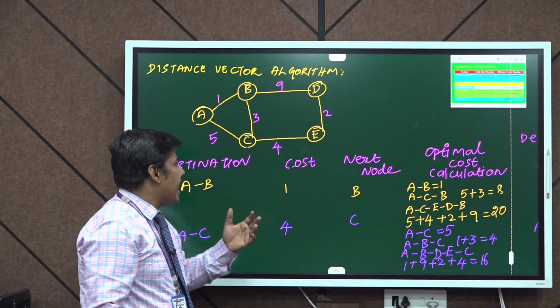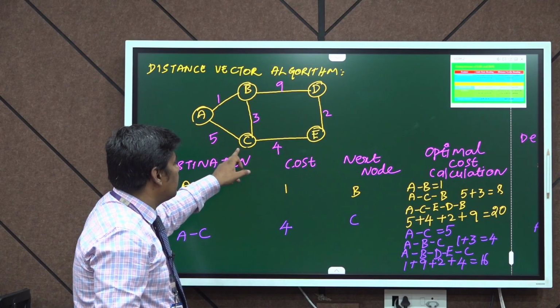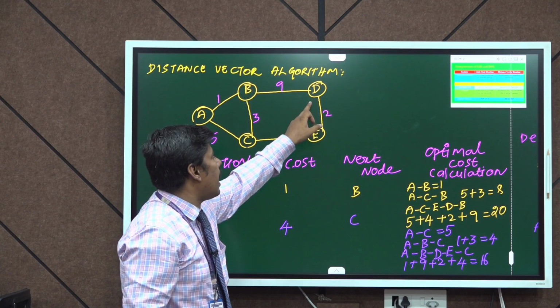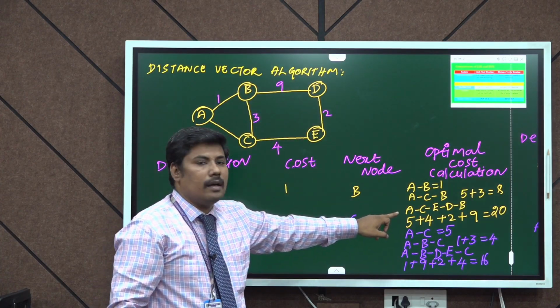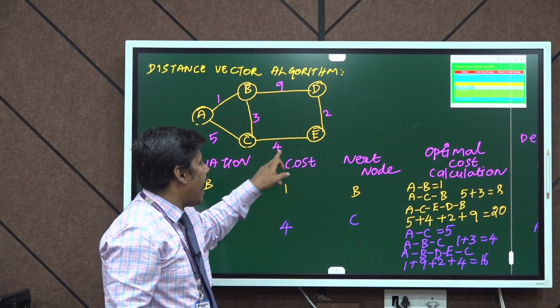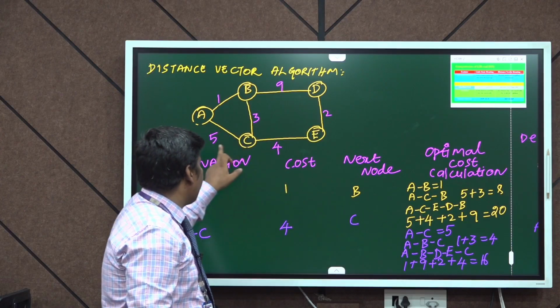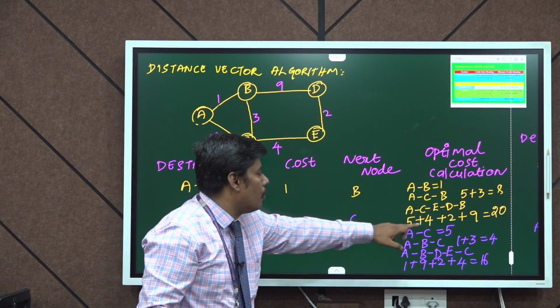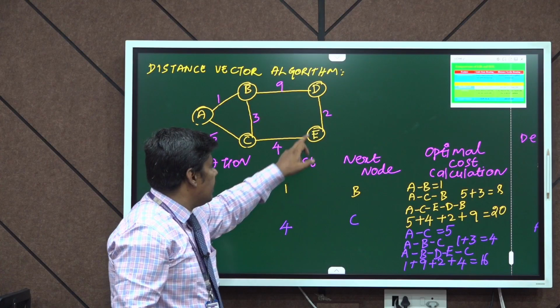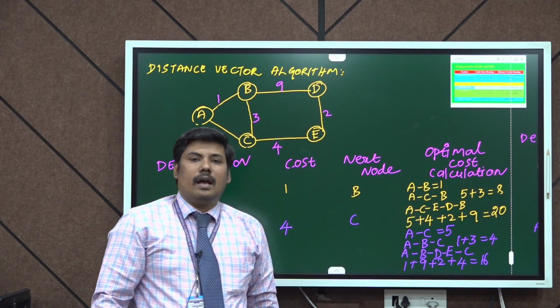Someone will take another choice. He travels A to C, C to E, E to D and D to B. Every travel has some cost estimation. So A to C is 5, C to E is 4, E to D is 2, then D to B is 9. The answer is 20.